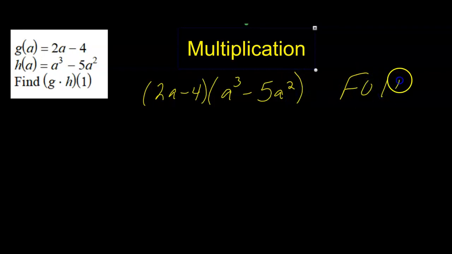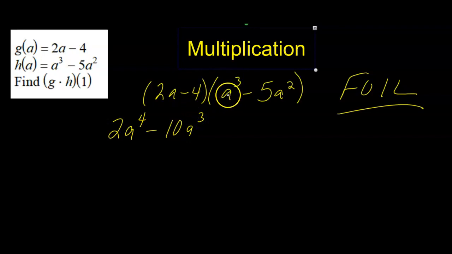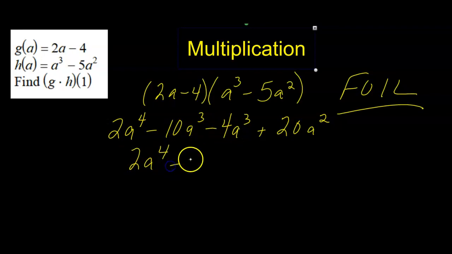Again, you need to FOIL. So 2a times a cubed is going to give me 2a to the 4th. 2a times negative 5a squared is going to give me negative 10a to the 3rd. Negative 4 times a cubed is negative 4a cubed. And then negative 4 times negative 5a squared is going to give me positive 20a squared. Combine your like terms. So we have negative 14a cubed.